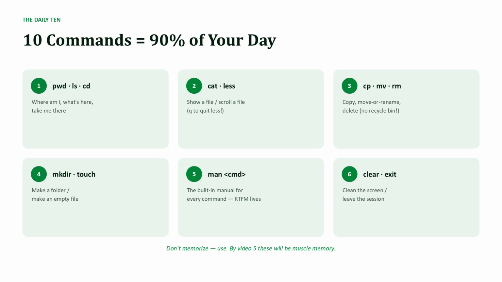cp copies, mv moves or renames, rm deletes. And listen, there is no recycle bin in the terminal. rm is forever. mkdir makes folders. touch makes empty files. man opens the manual for any command. man ls explains every option ls has. Don't memorize this list, use it. By video 5, it'll be muscle memory.